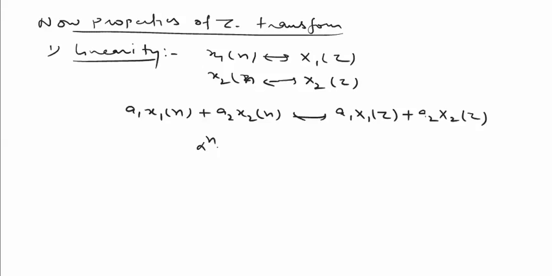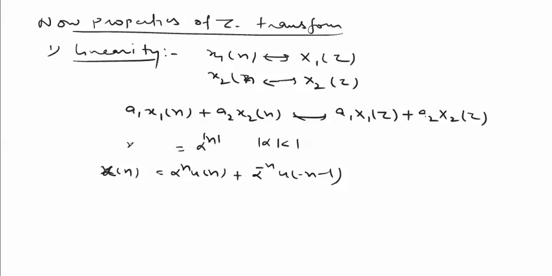for example, mod alpha is less than 1, alpha power n un plus alpha power minus n u of minus n minus 1 equals to yn. Xn is given to us. Then Z transform of this is, we already discussed. ROC for this is following the linearity property.